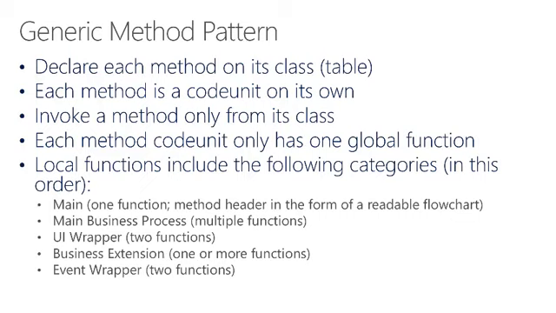And our recommendation is for each of these method codeunits, you order the functions in that manner. And so if you do it like that, then your method codeunits will become very readable, right? So you always expect your UI wrapper to be in a certain spot. You expect your business extension to be in a certain spot. You expect your events, the published event, to be in the same spot.